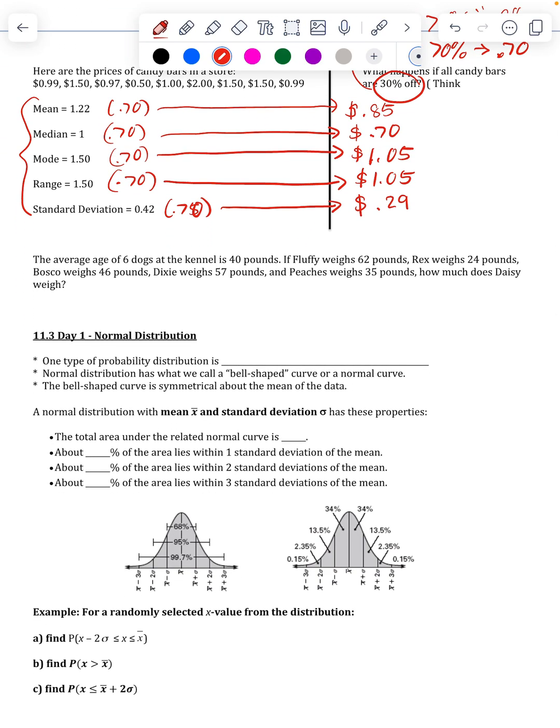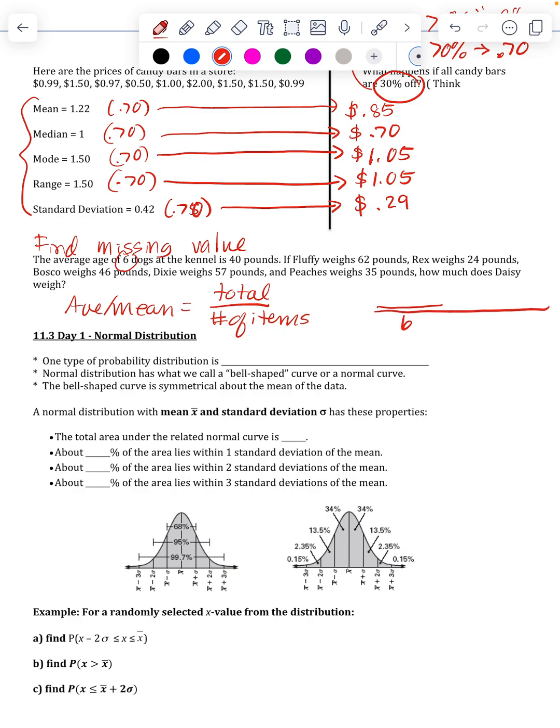Okay, so the last thing we need to know how to do is to find a missing value. So think about what we know. We know that average or mean is going to be the total divided by the number of items. So in this problem, it says the average age of 6 dogs, so that is going to be the number of items, is 40. So it's telling you that the average is 40.